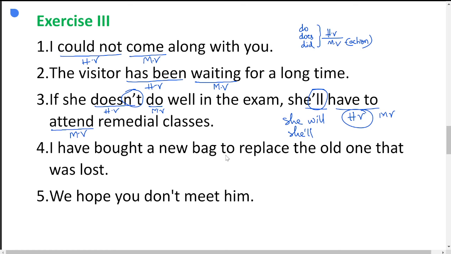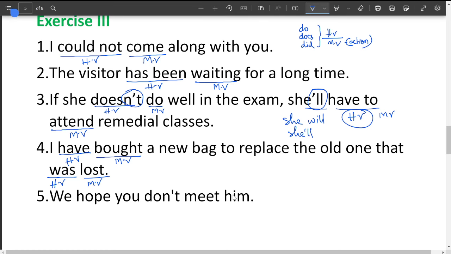Next one, I have brought a new bag to replace the old one that was lost. Okay, now tell me which is the main verb, which is the helping verb. Here brought is one main verb that you can identify. Have is the helping verb. Okay, next you have further sentences here. I have bought a new bag to replace the old one that was lost. Now tell me, what is the helping verb and main verb? Was is the helping verb and lost is the main verb. This is again some action which happened, right?